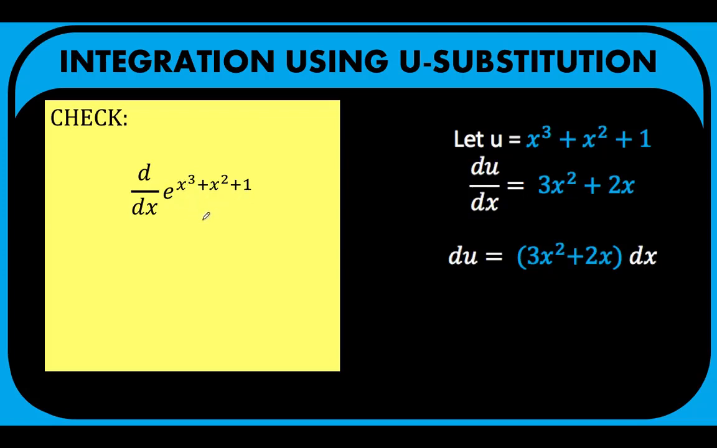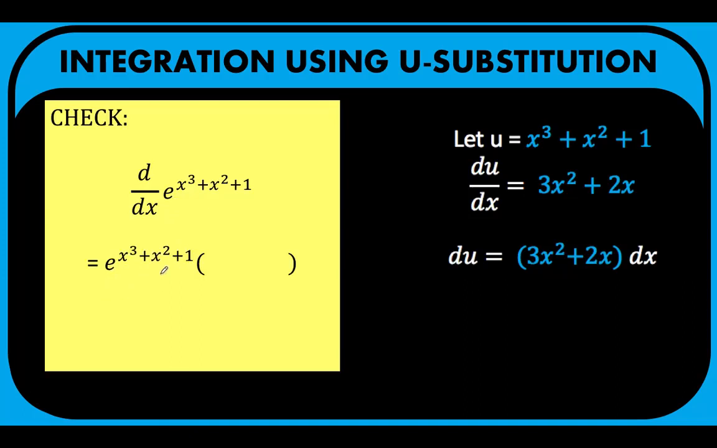composite function where our outside function is e raised to this exponent and our inner function is this exponent itself. So to get now the derivative of this, we apply what we call the chain rule. We first get the derivative of the outside function, which happens to be the function itself.